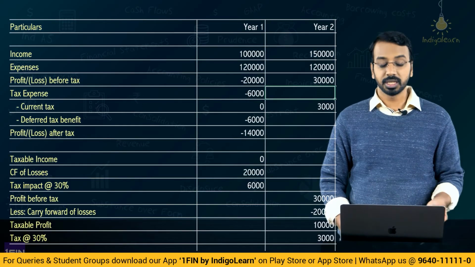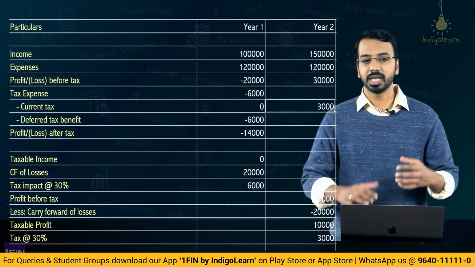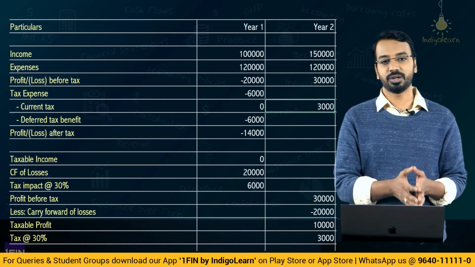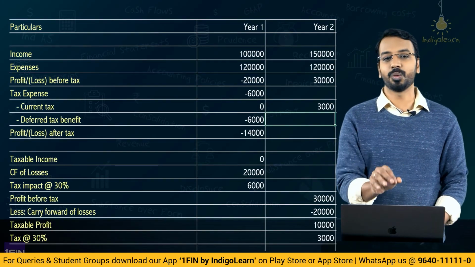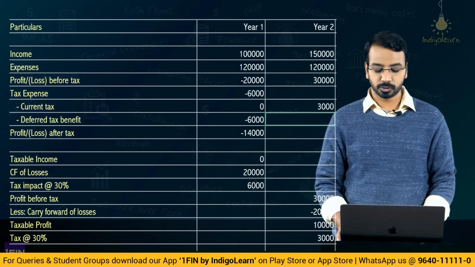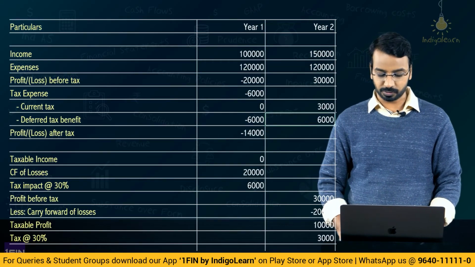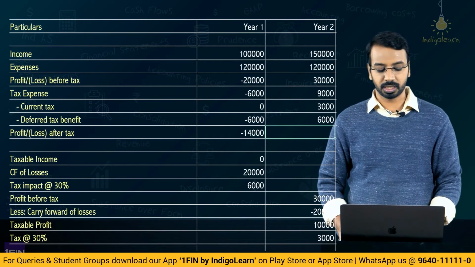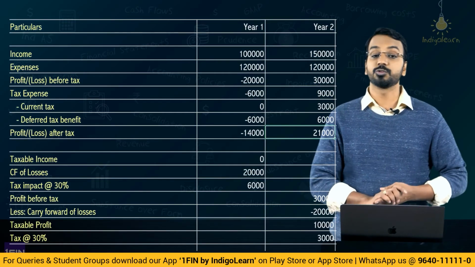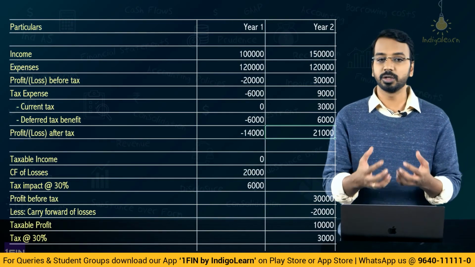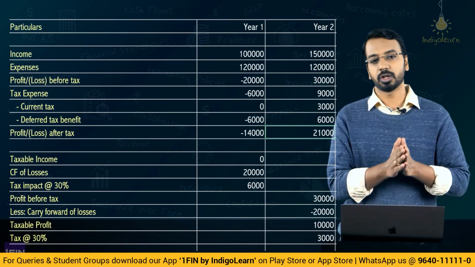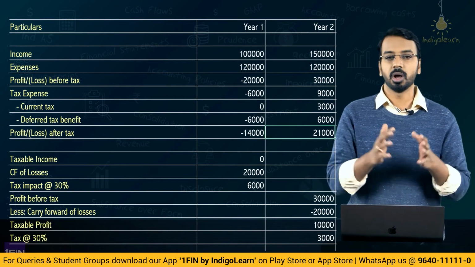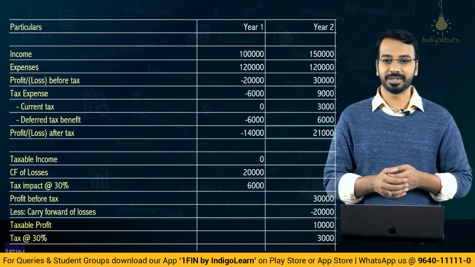Now, come to the second year. In the second year, current tax is 3,000 and you no longer have losses to be carried forward. So, the deferred tax asset that you have recognized in year 1 has to be reversed now. So, here you will reverse this amount, you get 6,000. So, your tax expense will be 9,000 and profit or loss after tax will be 21,000, right? So, that is where you will recognize a deferred tax asset when you have carry forward of losses or unabsorbed depreciation or unutilized tax credits.